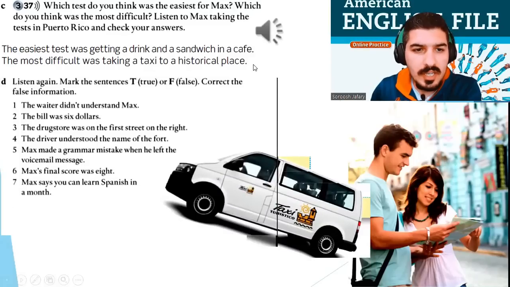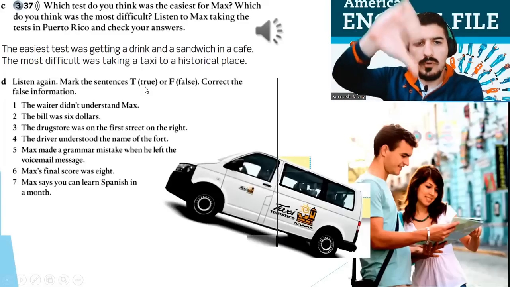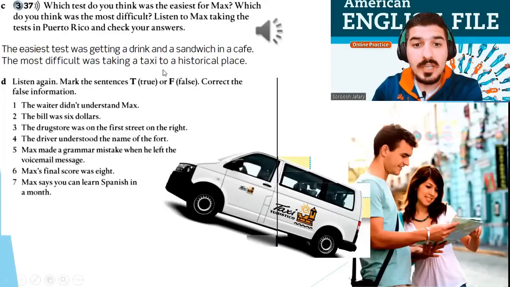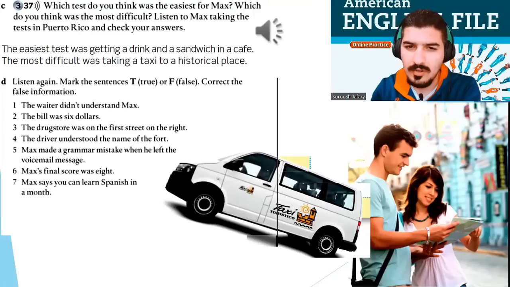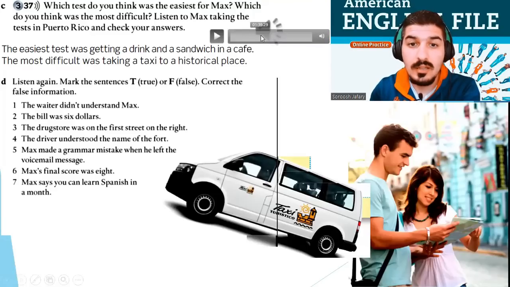Now I need you to listen again. Mark the sentences true or false. Correct the false information. What does it mean? For example, false. Why false? Correct it. Okay? You know the drill. Listen again.